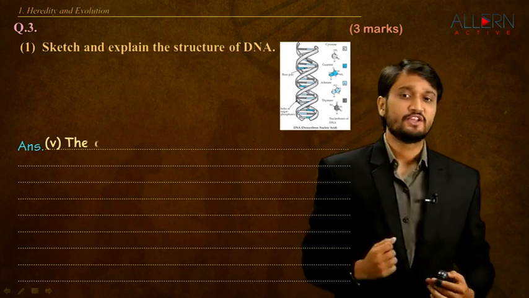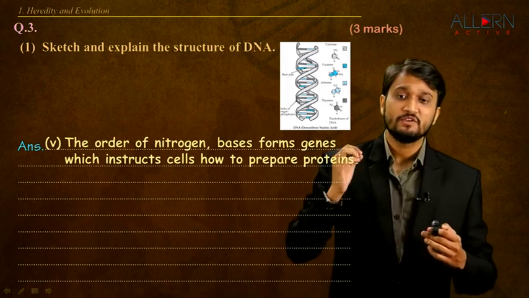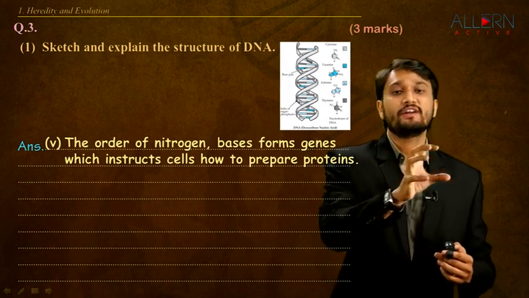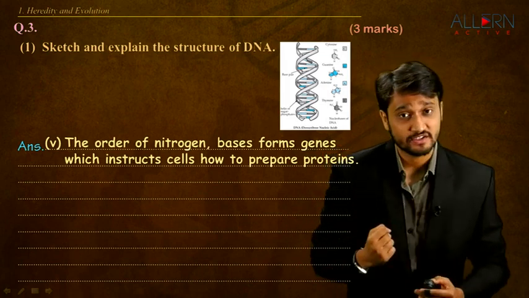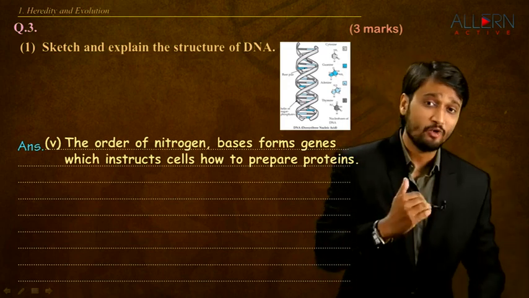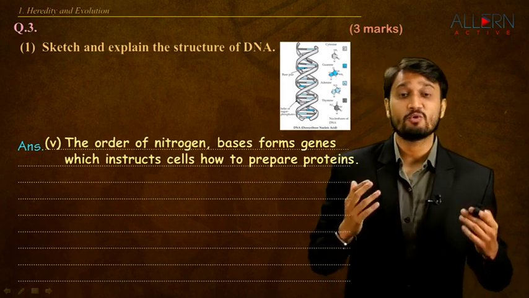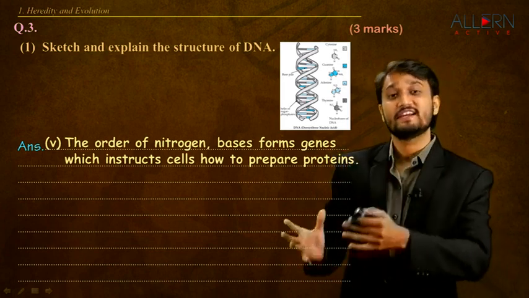Anyways, in the next point we mention the order of the nitrogen bases for the genes, which instruct the cell how to prepare proteins. As we already discussed, the genes are going to instruct the cell which protein to prepare, how to prepare it, and what is going to be the function of the protein. So all this information about what the cell needs to do is inside.